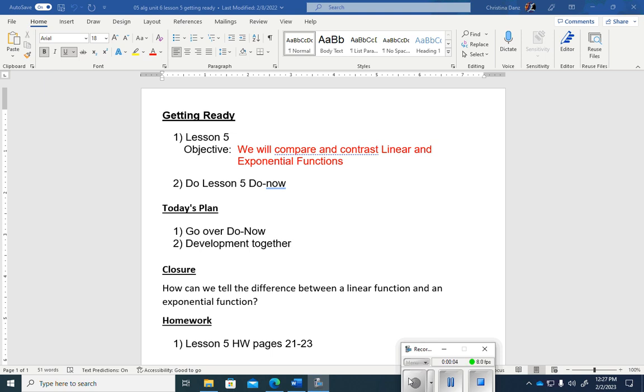So we're on lesson 5 in our exponential unit. You can see that today we will be comparing and contrasting linear and exponential functions. You should be able to do the do now on your own, but of course I'm going to do it in this video. And then we will do the development together, and then if there's time you can do your homework.